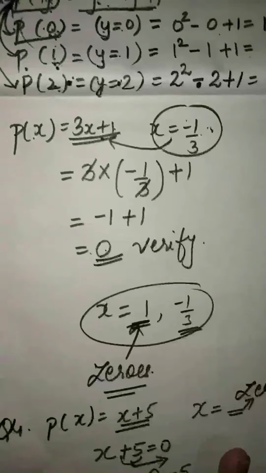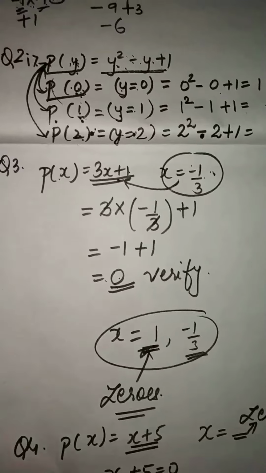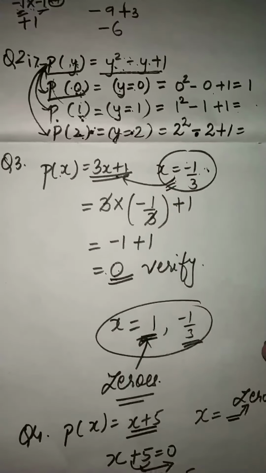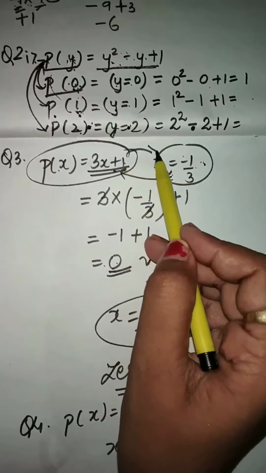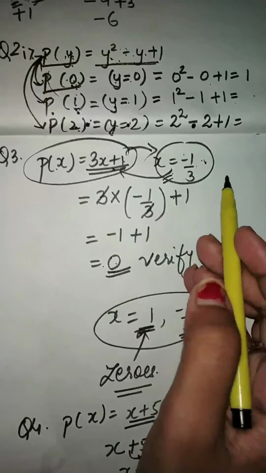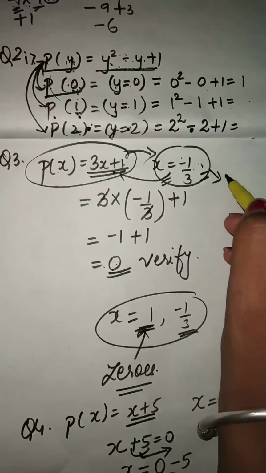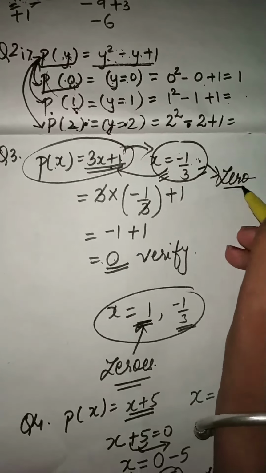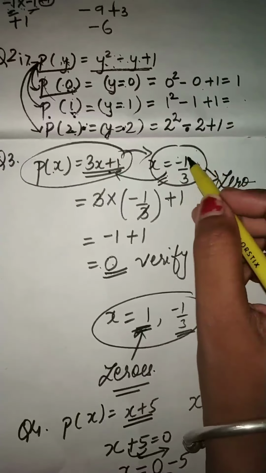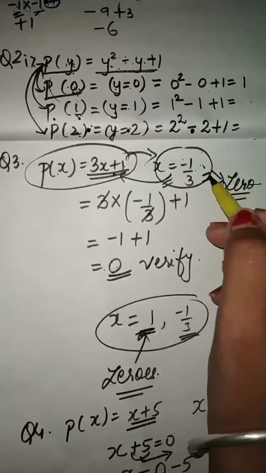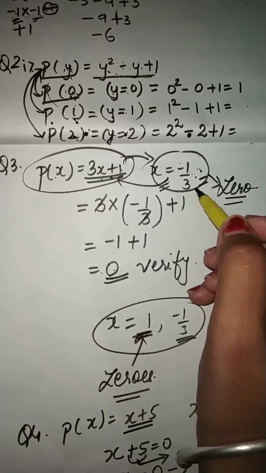In question number 3, we have to verify that for the given polynomial, the value of x given is its zero or not. Whatever value of x we have, we call that value of x as the zero. Here it is minus 1 upon 3. That means we have to check whether this is a zero of this polynomial. How do we check it?